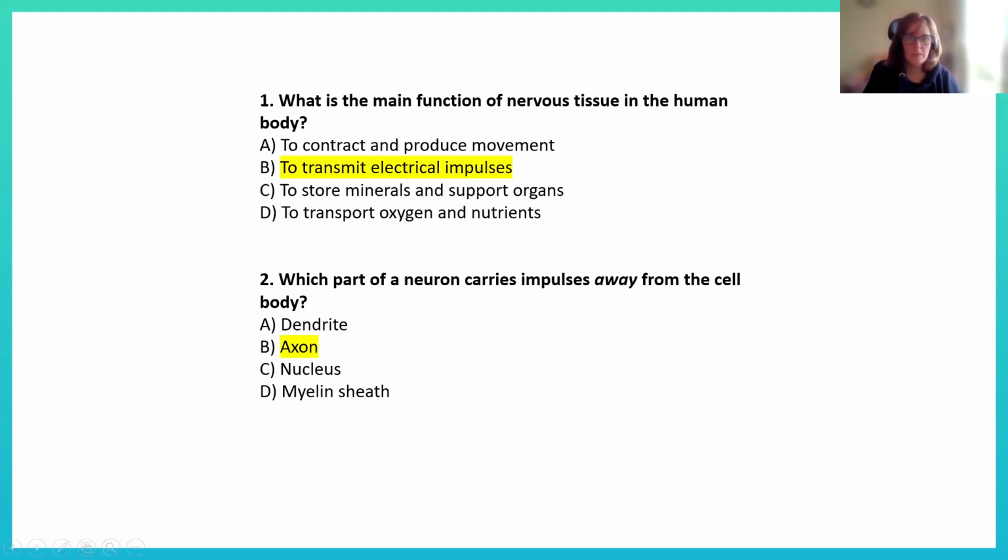So, the function of nervous tissue is to transmit electrical impulses. The part of the neuron that carries impulses away from the main body of the cell is the dendrite. The axon's the main body there.